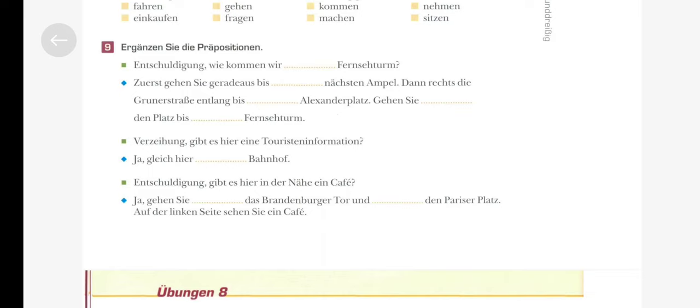Verzeihung, gibt es hier eine Touristeninformation? Ja, gleich hier am Bahnhof. Entschuldigung, gibt es hier in der Nähe ein Café? Ja, gehen Sie durch das Brandenburger Tor und über den Pariser Platz. Auf der linken Seite sehen Sie ein Café.